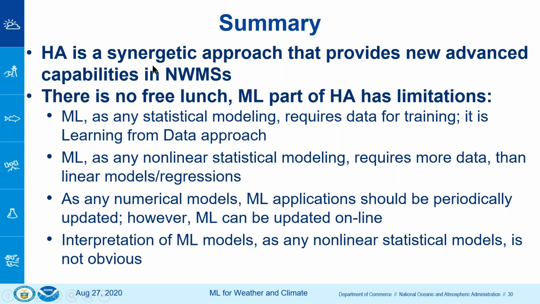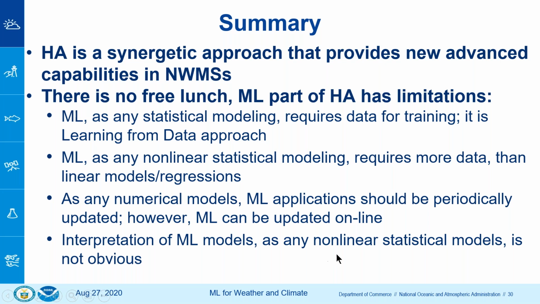Now, summary. The hybrid approach is a synergetic approach that provides new advanced capability in numerical weather modeling systems. I think I showed you this. There is no free lunch, of course. The machine learning parts of the hybrid approach have limitations, and I talked about these limitations. It requires data. It requires more data than linear approaches, as any nonlinear statistical approach does. As with any numerical models, machine learning applications should be periodically updated. However, machine learning can be updated online. I didn't have time to talk about it.